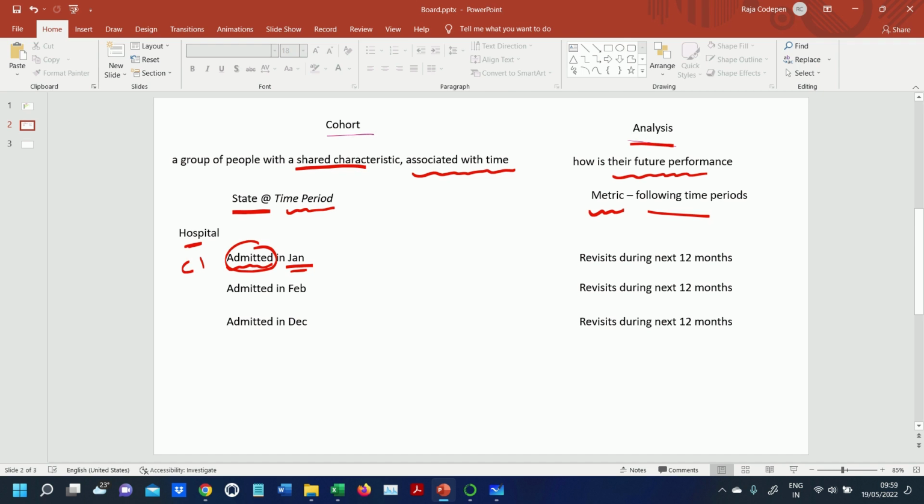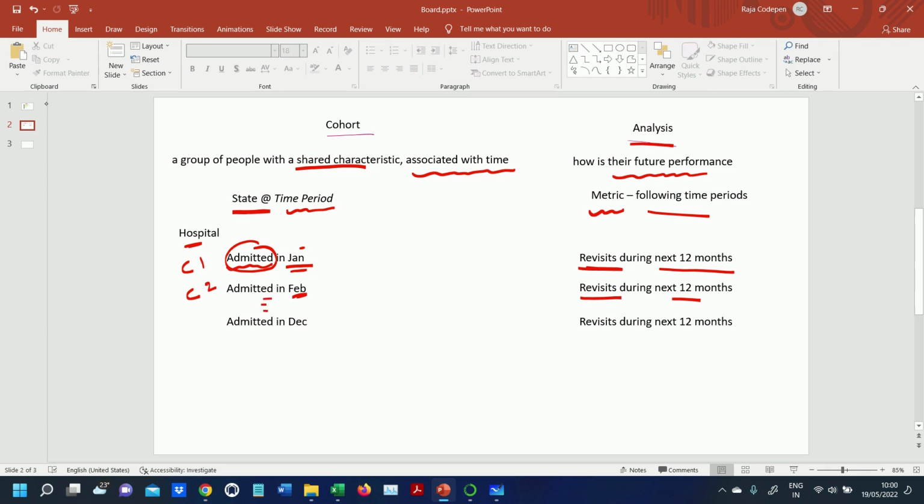So now what are we studying and explaining their behavior? How many revisits? This is the performance metric. Are they revisiting the hospital again in the following time periods, the next 12 months? Here we call it month because we took month as the time period. The next cohort of the same business, the second cohort, is the people admitted in February. We are comparing and studying the same metric for them for the next 12 months. This is how we are analyzing and comparing the cohorts.